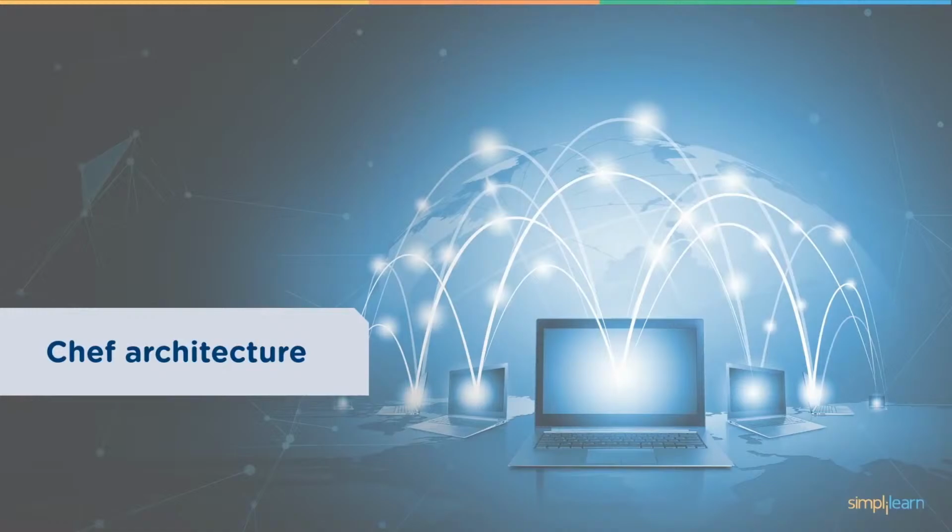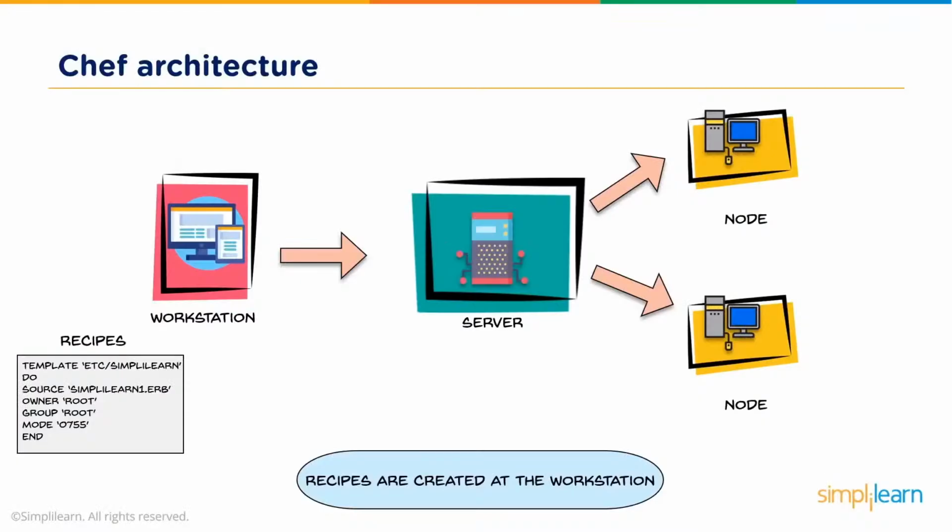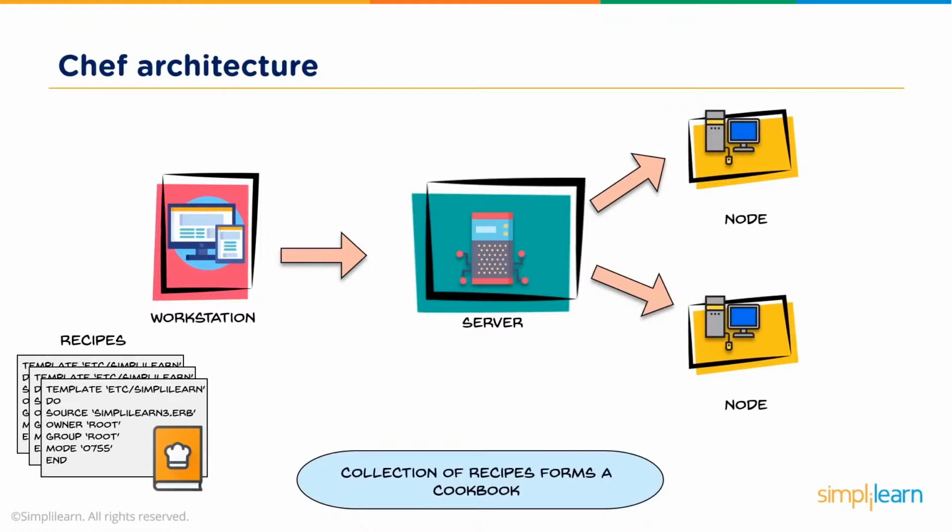Let's now have a look at the Chef architecture. So here we have a workstation, one server machine and two nodes. You can have any number of nodes. First things first, the system administrator must create a recipe. The recipes that are mentioned in our Chef architecture are just dummy recipes. We'll look into actual functioning recipes later in our demo. So you have one recipe, two recipes, three recipes, and a collection of recipes forms a cookbook.